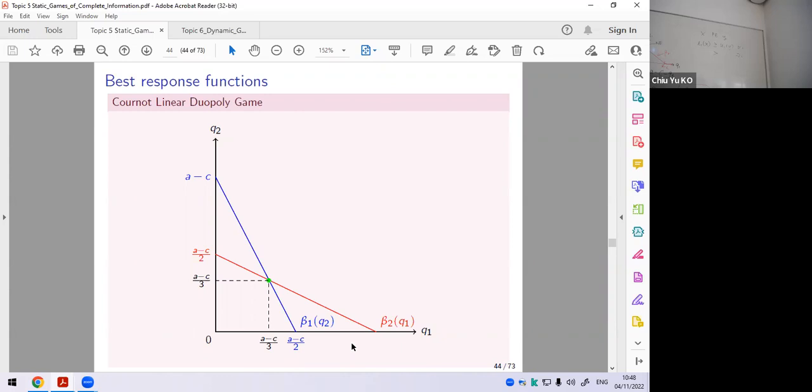There's no other Nash equilibrium. Here I think I should also draw this. It's not perfectly correct, but I think you get the point.